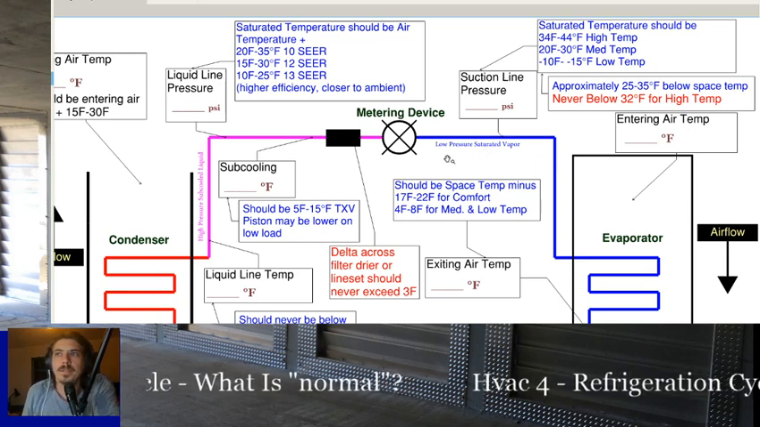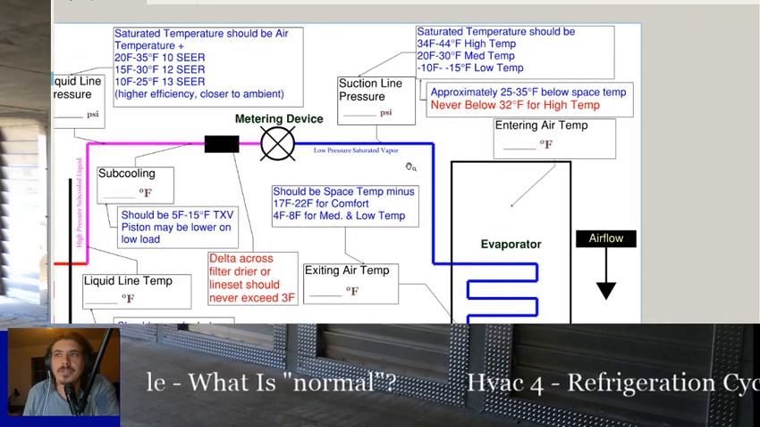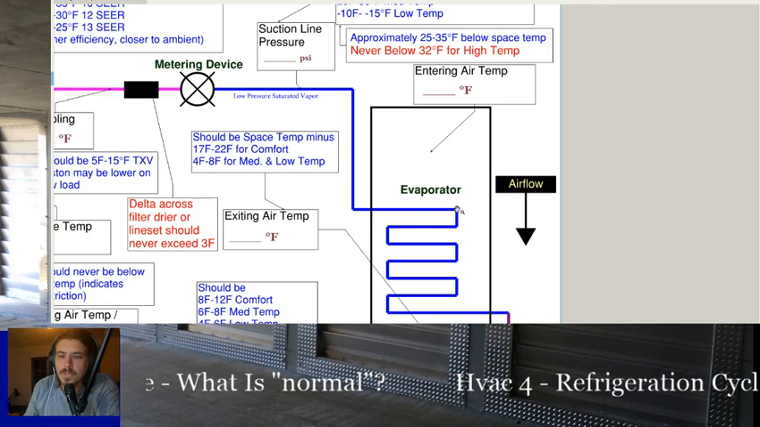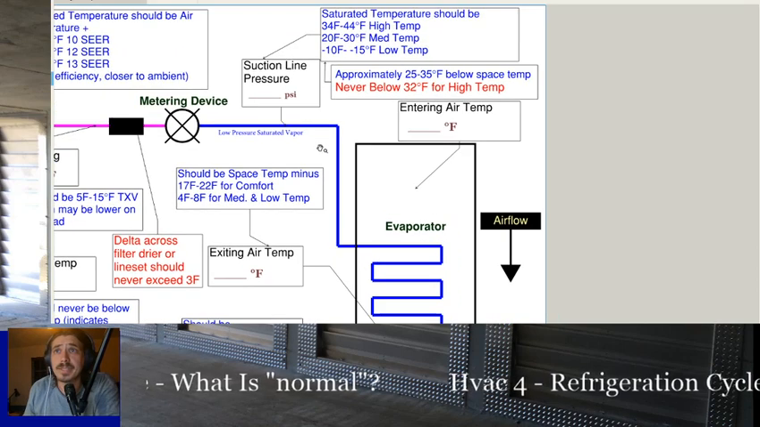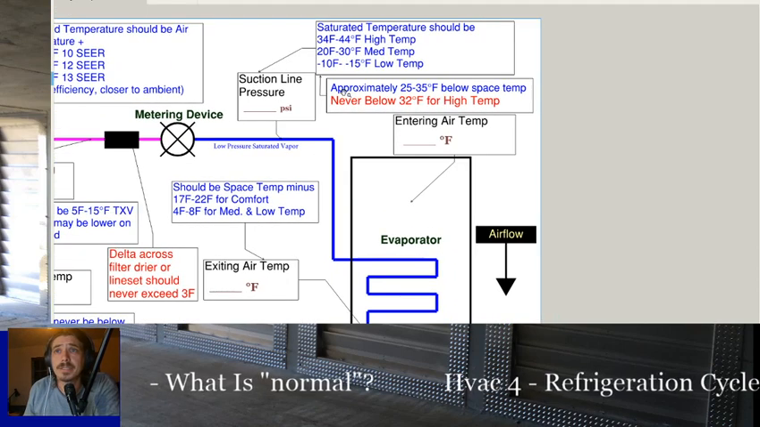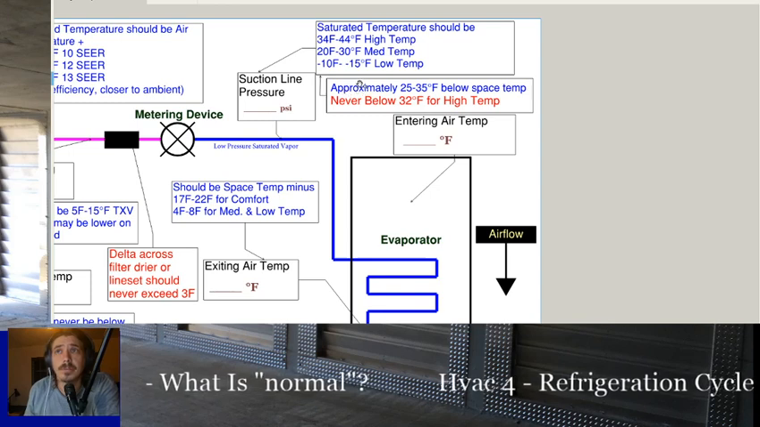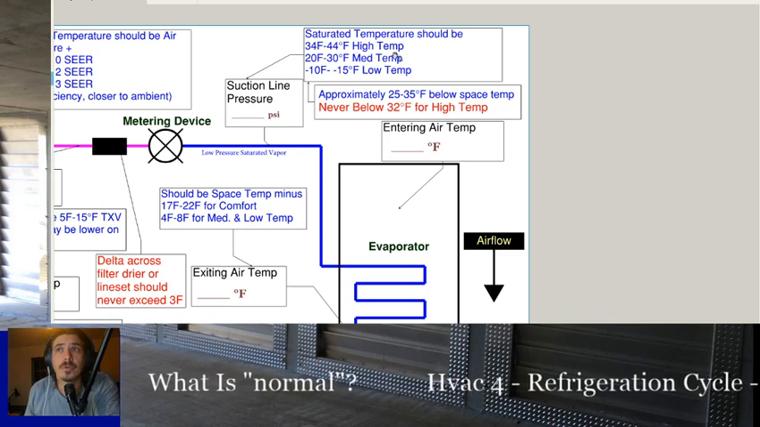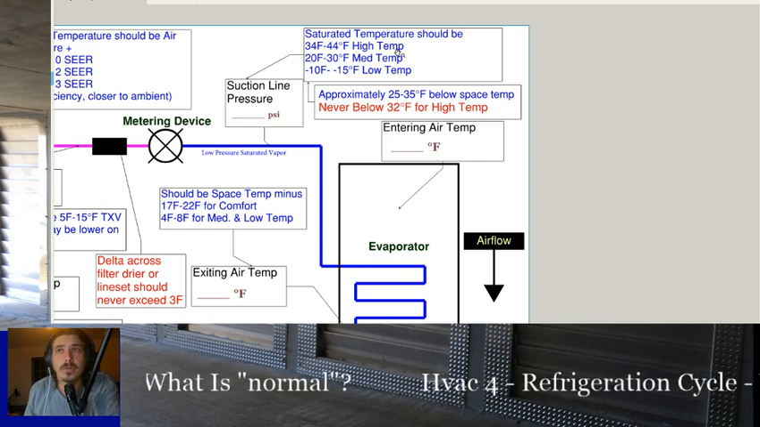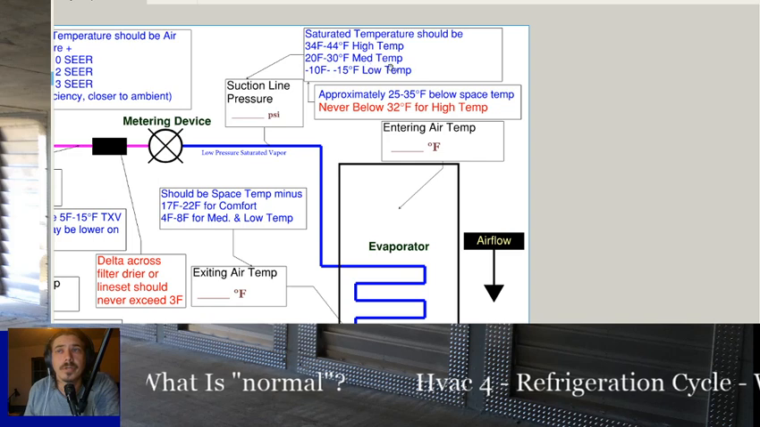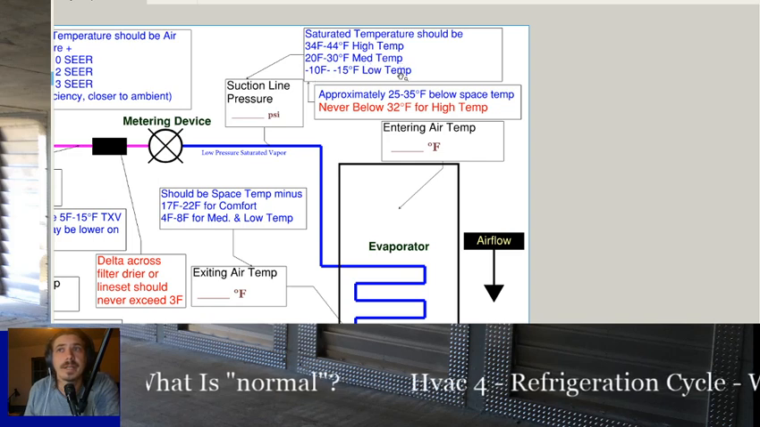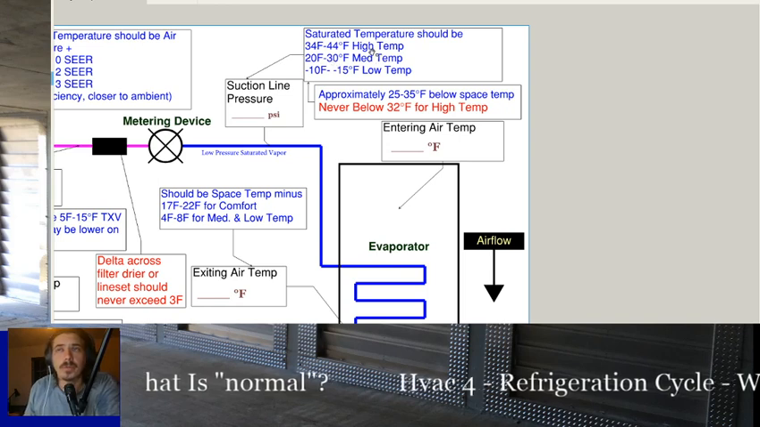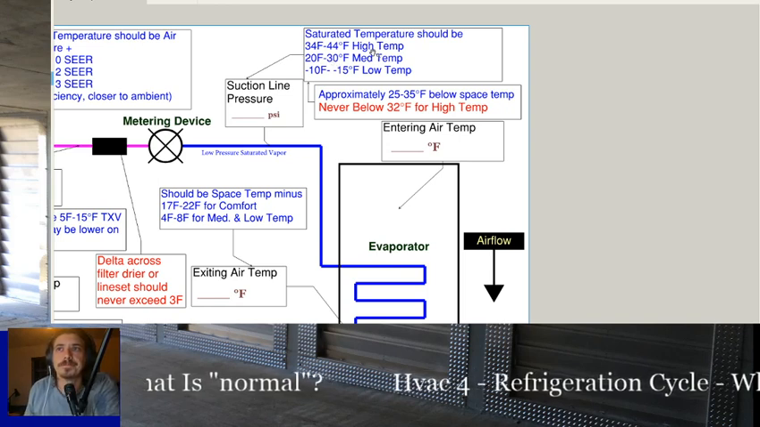So as we become a low pressure saturated vapor, we're going to run into the evaporator to try and pick up heat. Well, there's all kinds of temperatures we want to maintain here. Once we get past that metering device, our suction line pressure should be generally 34 to 44 degrees for high temp, 20 to 30 degrees for medium temp, -10 to -15 degrees for low temp. Talking about high temp or comfort cooling specifically.